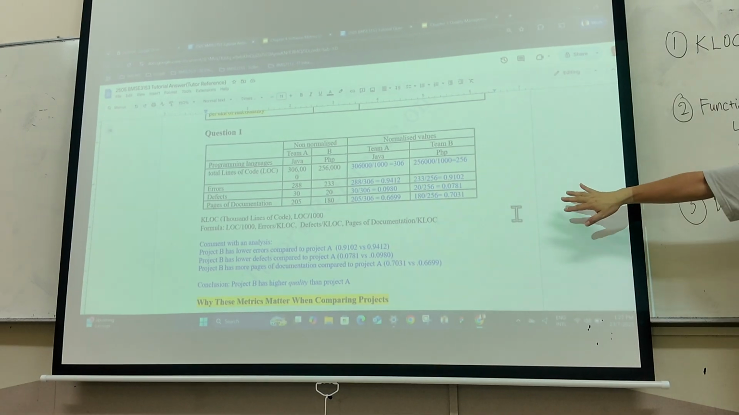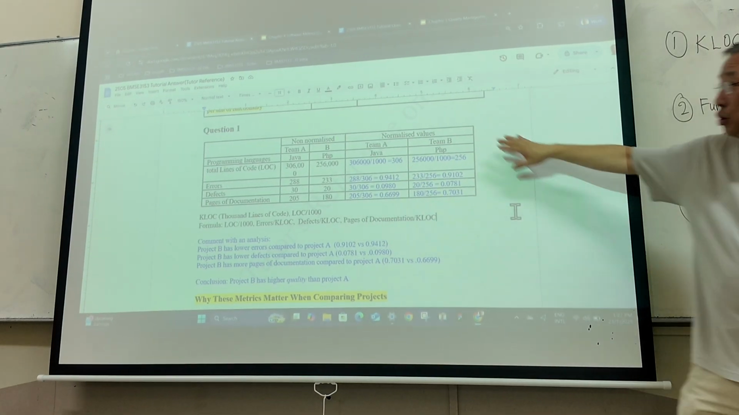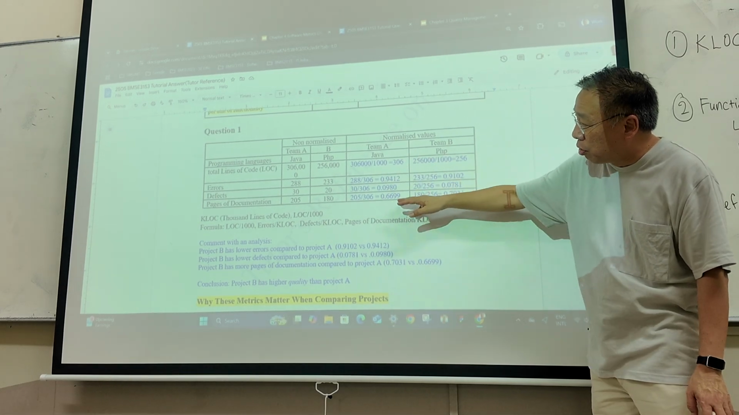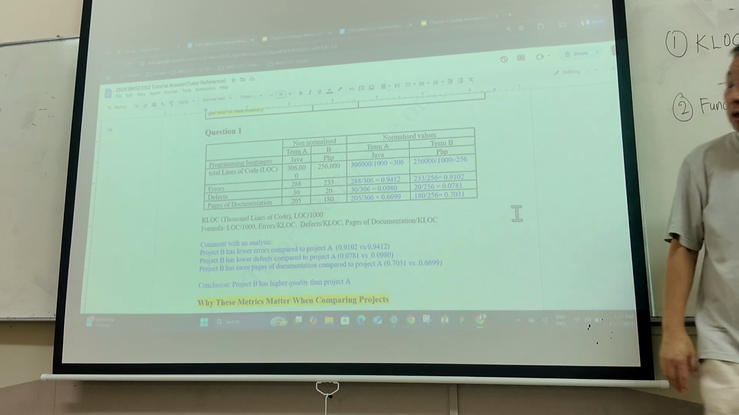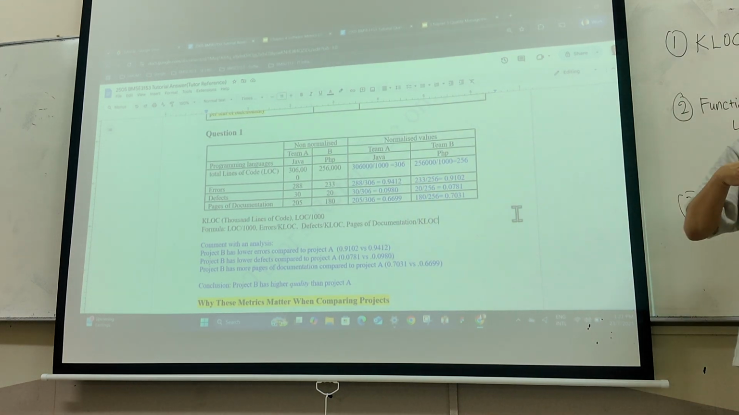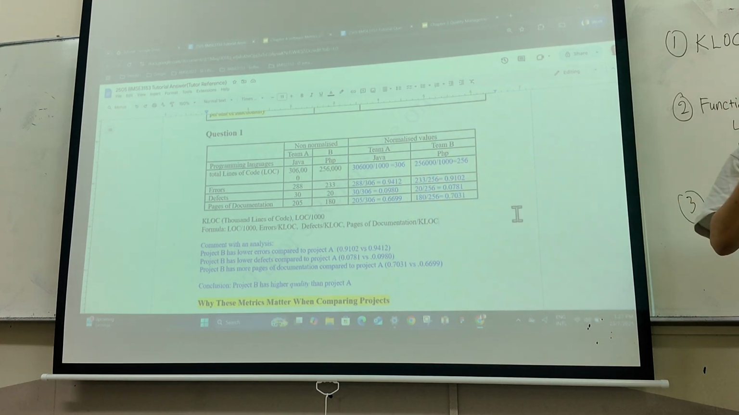Does the calculation make sense? Yeah, makes sense, right? First you have to normalize it, then you can start comparing your errors to lines of code, defects to lines of code, documentation to lines of code. And the difference between errors and defects, the way I think about it, is errors are bugs that you found during testing. Defects are bugs that the users found while they are using your live production system.